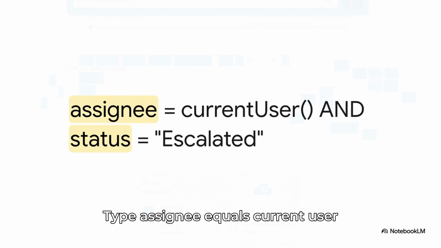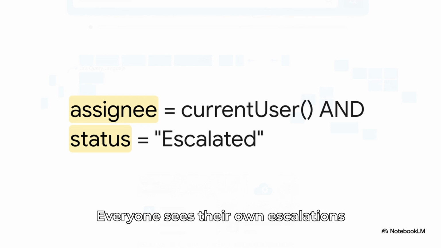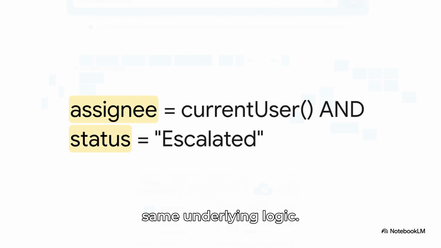We type assignee equals current user and status equals escalated. Utilizing the current user function is a brilliant hack. It instantly pulls up your personal open escalations without any manual digging whatsoever. The beauty of this is that if you share this exact same filter with your team, it dynamically updates for whoever is logged in. Everyone sees their own escalations using the exact same underlying logic.